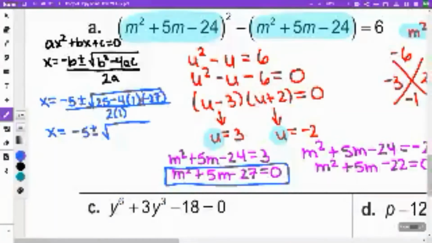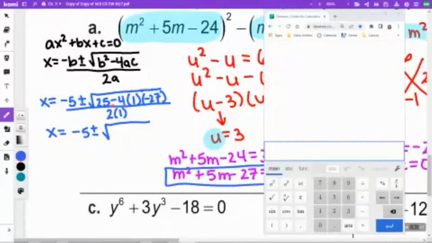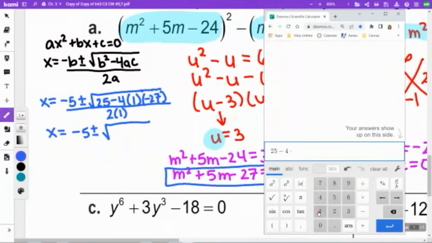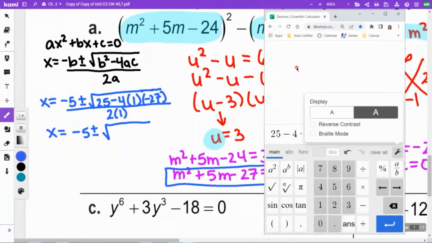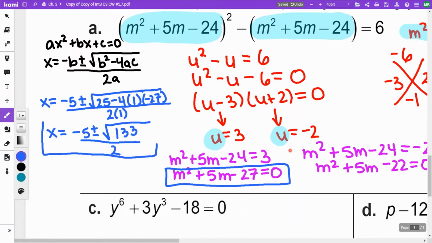So let me grab Desmos real quick. So again, I'm doing the 25 minus 4 times 1 times negative 27. And I get 133 as my answer. Okay. So this was negative 5 plus or minus the square root of 133 over 2. That's going to be my answer. That is one answer. It's not pretty, but that's my answer.